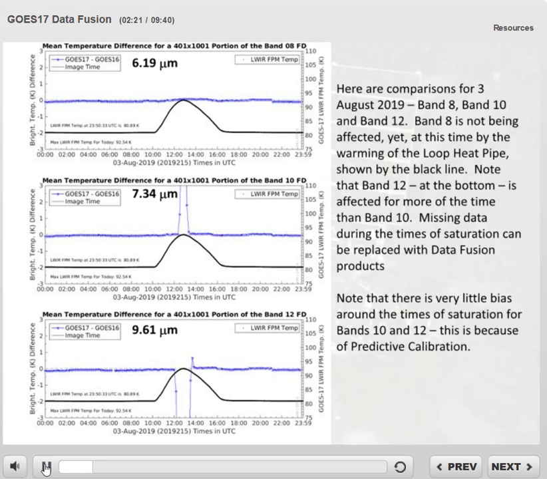Excess heating in the ABI affects different bands differently. In this image from August 3rd, band 8 on top is not yet saturating. Difference values between the two satellites are small. Band 10 in the center is saturating for some times, and so is band 12 at the bottom. The number of missing times is different for each band.